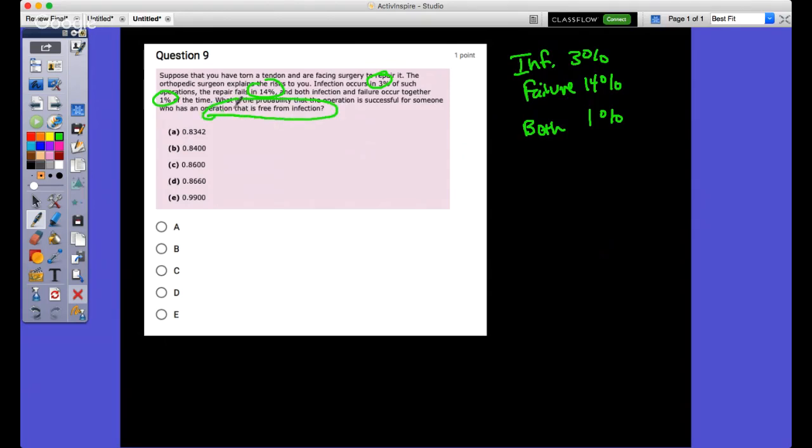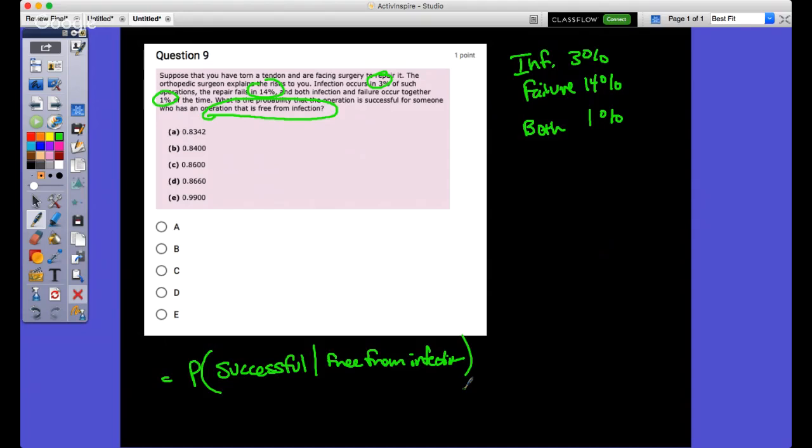So the idea of this is, what is the probability that it is successful for someone who has an operation that is free from infection? So what is the probability that it is successful given that they are free from infection? There's a couple of things you can do here on this one.